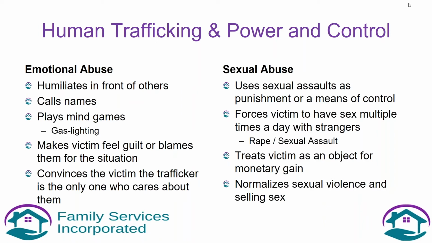Just a few more here. We have emotional abuse. Oftentimes, these victims are going to be humiliated in front of others. They're going to be called names. They're going to have mind games played on them and gaslighting occurring. They are going to make the victim feel guilt or blame for their situation. They're going to convince the victim that the trafficker is the only one who cares about them. Remember this Romeo pimp tactic, that it's them against the world. That trafficker, that pimp, is the one that truly cares about them, and no one else will be able to care or love them like they do.